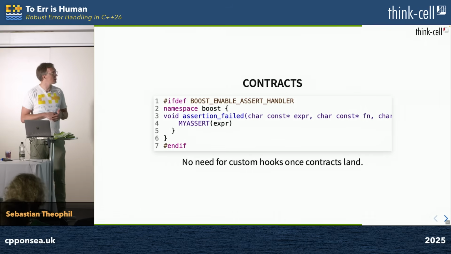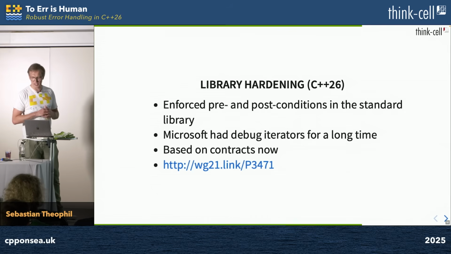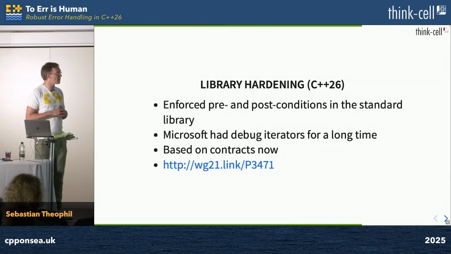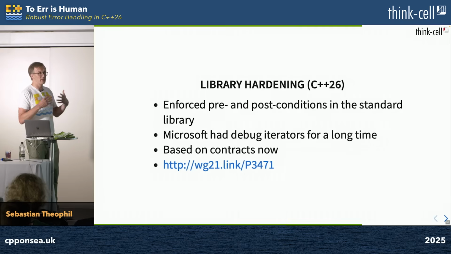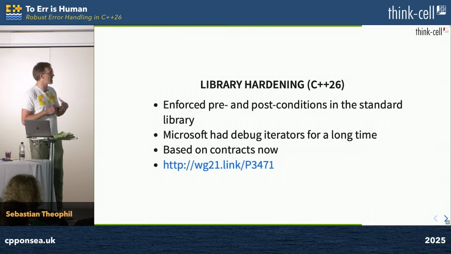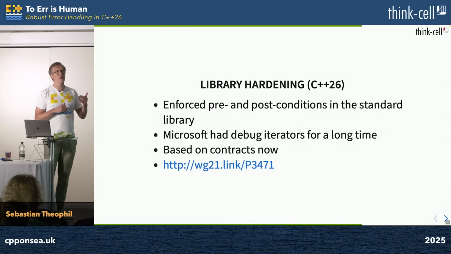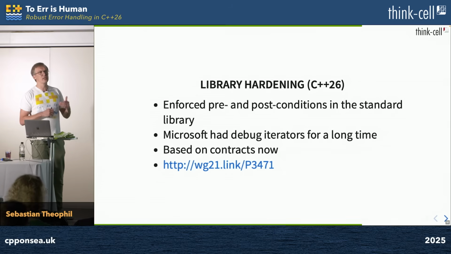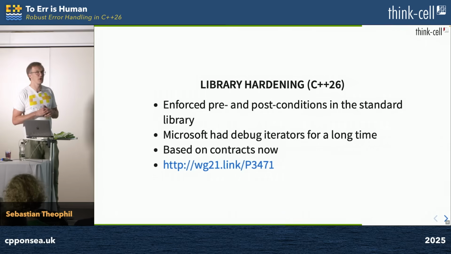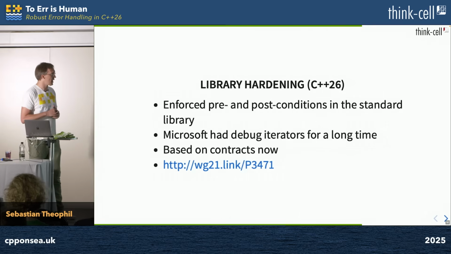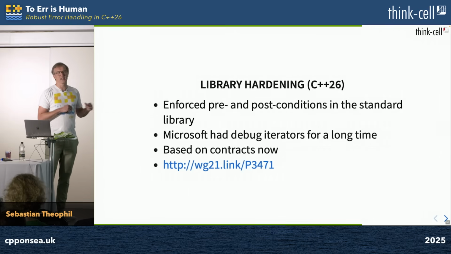And so this brings me to the last purely C++ part, library hardening. Library hardening is also new in C++26. And a hardened library implementation is an implementation that enforces the pre and post conditions that we currently define in the standard, but usually did not check at runtime. Microsoft did. So Microsoft had debug iterators for a long time that were very useful in practice and very powerful. And they will switch this now to the library hardening standard. And at least in the latest paper, the library hardening proposal is based on contracts.